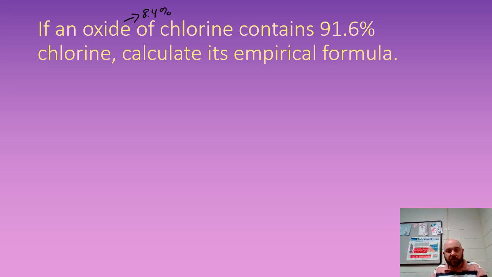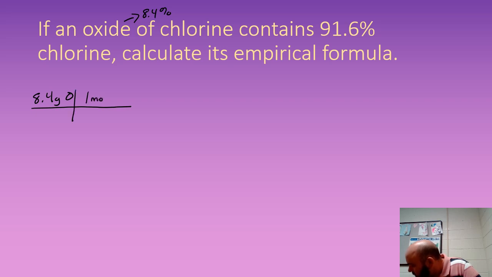So I can take those percentages, assume a 100 gram sample, and write them directly as grams. 8.4 grams of oxygen. Set up my conversion, 1 mole of oxygen is about 15.999 grams. And I can see that that is about 0.5250 moles of oxygen.